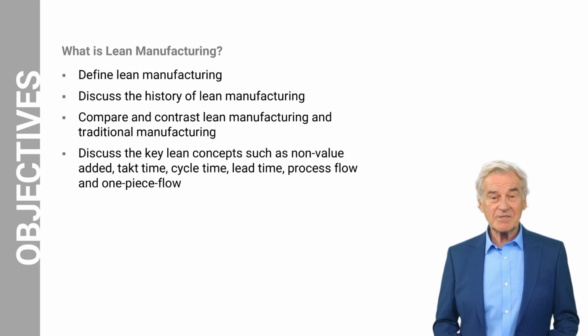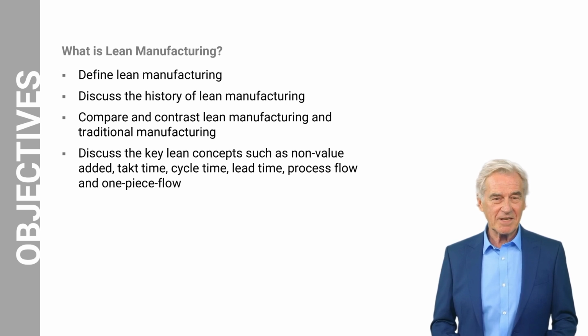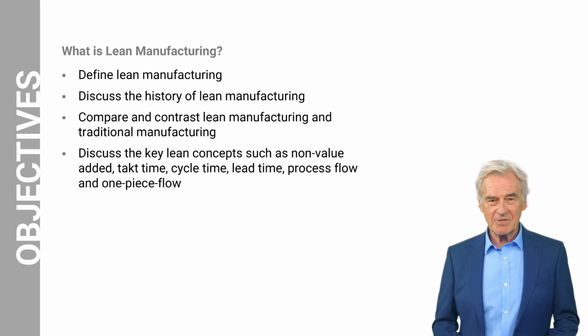Upon completion of this lesson, learners will be able to define lean manufacturing principles, trace its historical development from Toyota's production system, distinguish lean from traditional manufacturing methods through key characteristics and practices, and demonstrate understanding of critical lean concepts, including non-value added activities, takt time, cycle time, lead time, process flow optimization, and one-piece flow implementation.